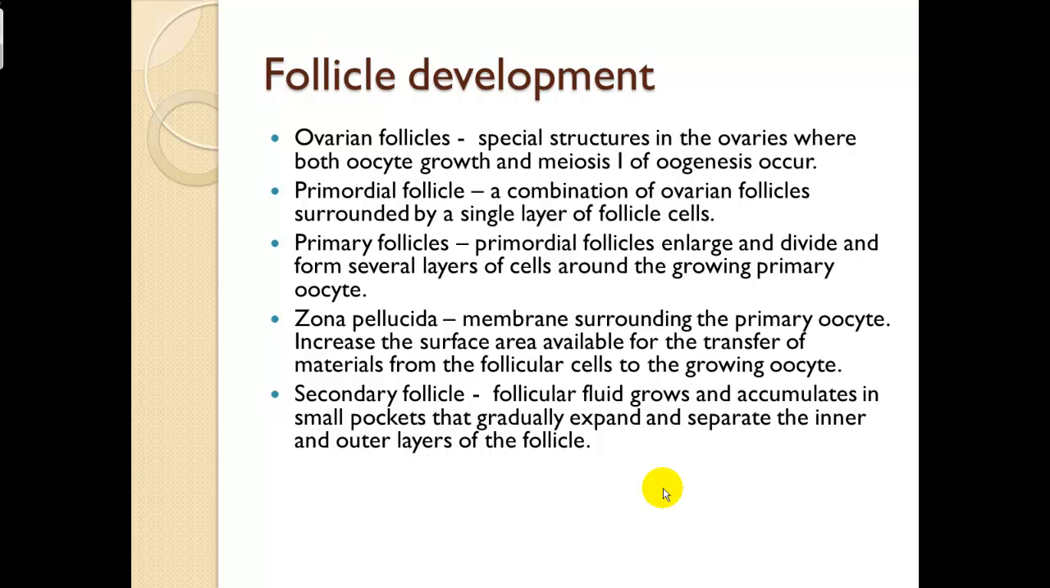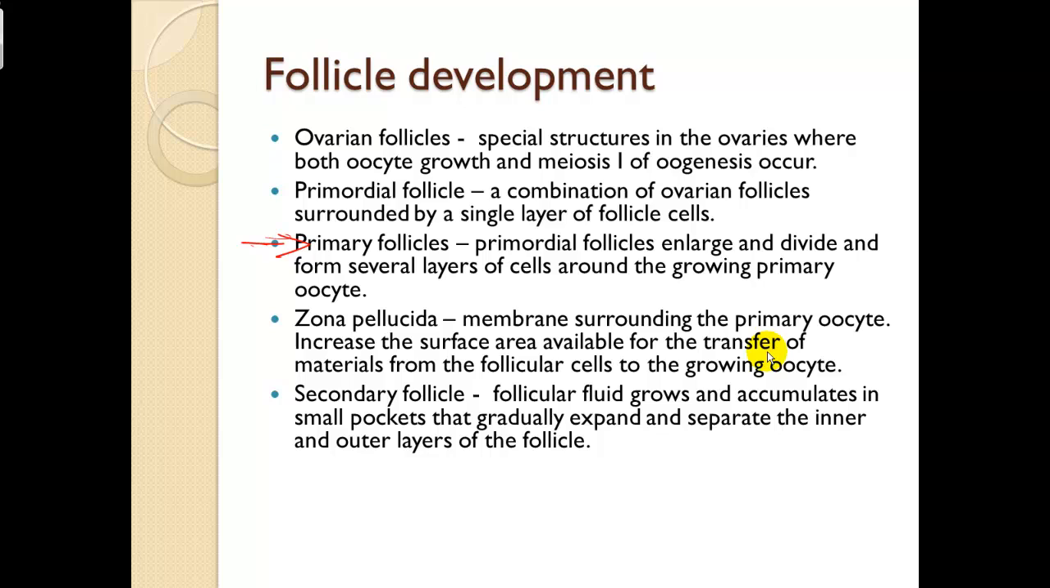Follicle development. Ovarian follicles are special structures in the ovaries where both oocyte growth and meiosis I of oogenesis occur. Primordial follicles are ovarian follicles surrounded by a single layer of follicle cells. Primary follicles: primordial follicles enlarge and divide and form several layers of cells around the growing primary oocyte. Now these are what we saw a second ago, the primary follicles. The zona pellucida is a membrane that surrounds the primary oocyte, increasing the surface area available for the transfer of materials from the follicular cells to the growing oocyte.